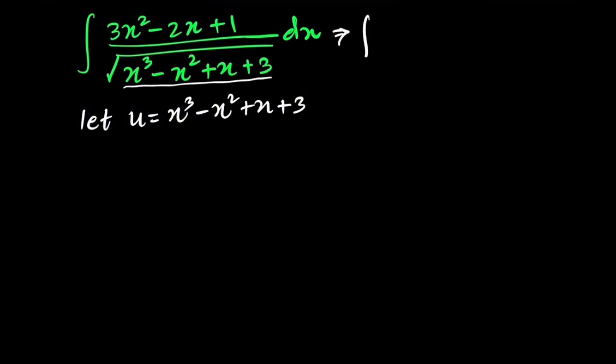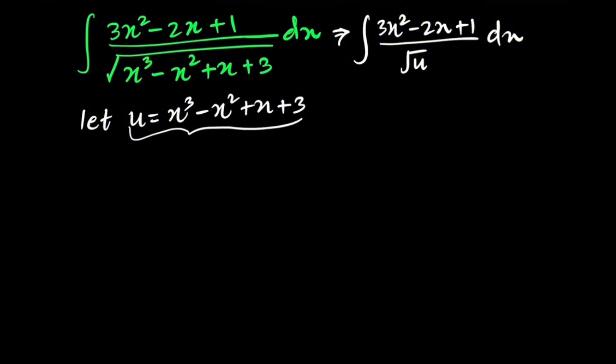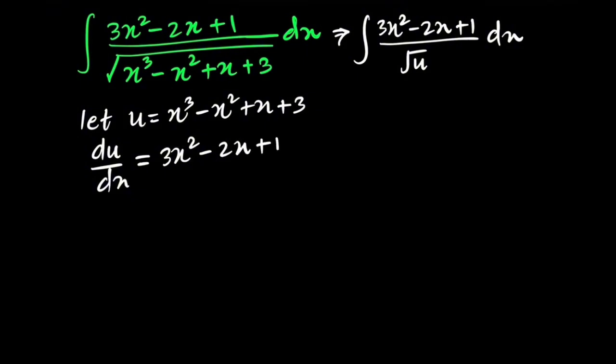Now it becomes the integral of (3x squared minus 2x plus 1) divided by the square root of u dx. Now the goal here is to change all this x in terms of u. So I want to transform everything in terms of u. For that, let's differentiate u with respect to x, which is du over dx equals the differentiation of x cubed, which is 3x squared, minus the differentiation of x squared, which is 2x, plus the differentiation of x, which is 1, and the differentiation of 3 is 0.